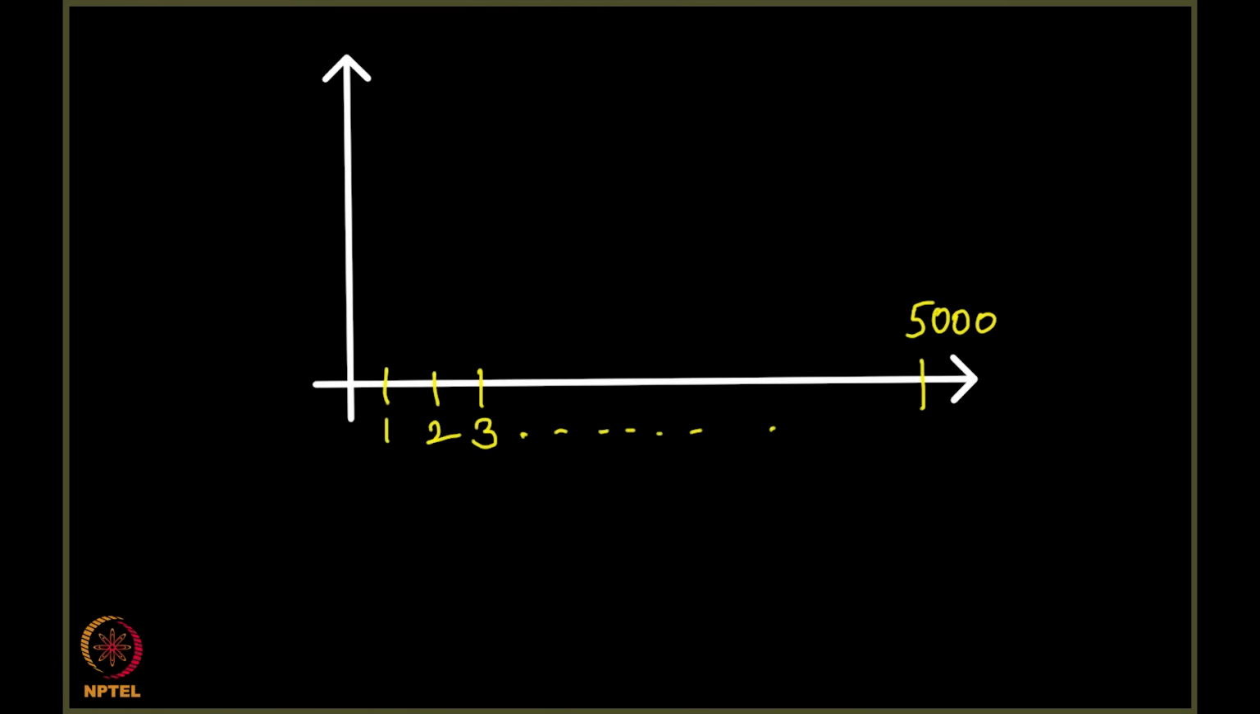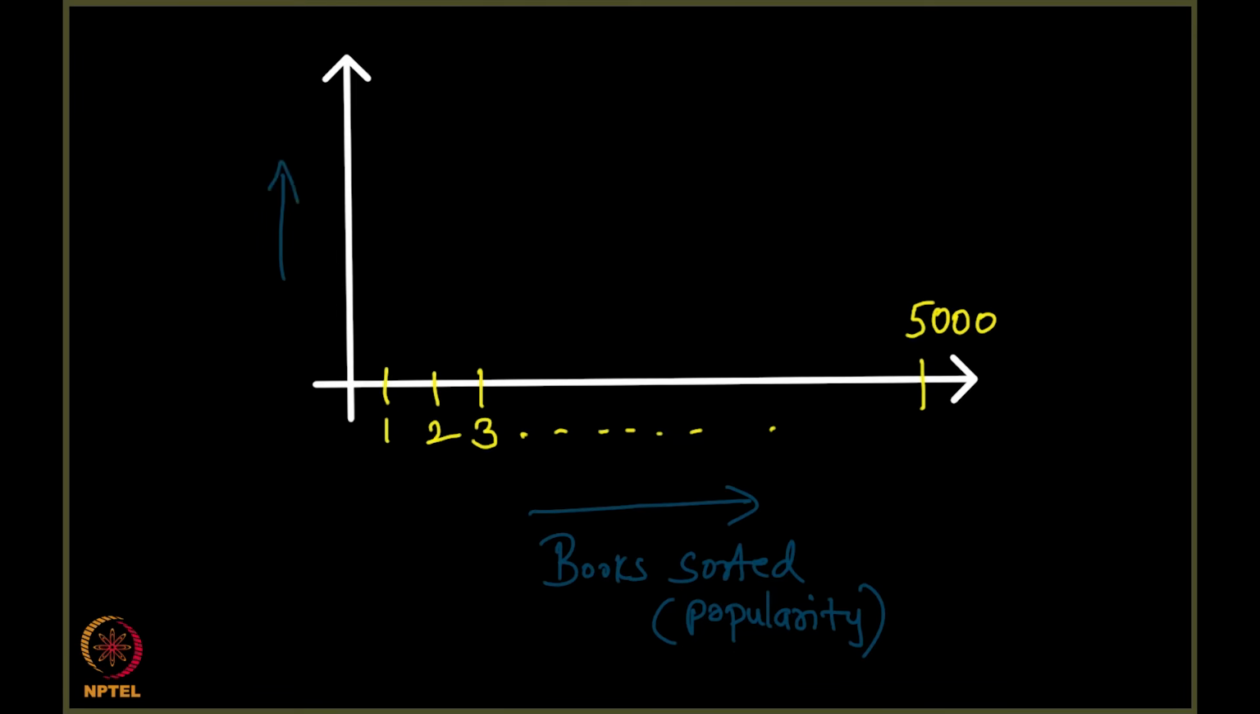Okay, so what is my x-axis? My x-axis is going to be the popularity rank of the book. These are books sorted according to popularity. Fine. What is on the y-axis? It is the sales of these books.